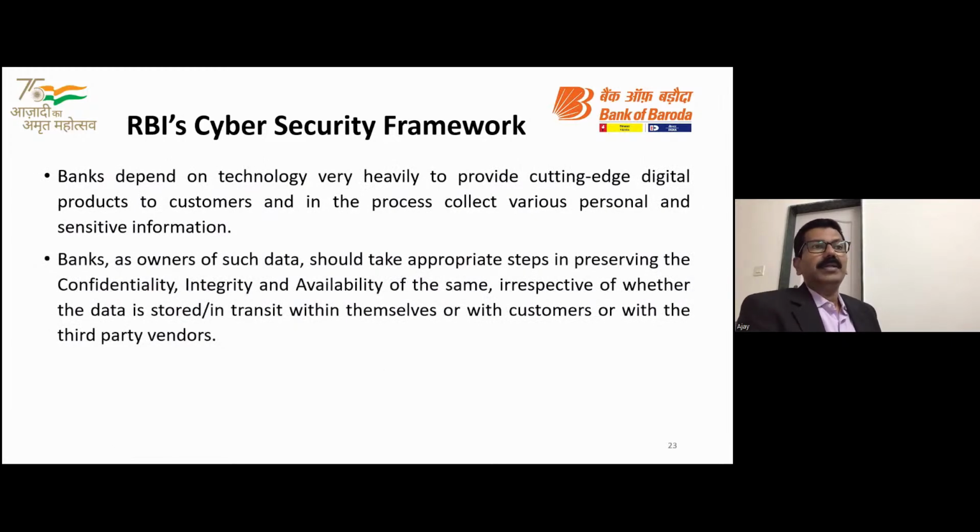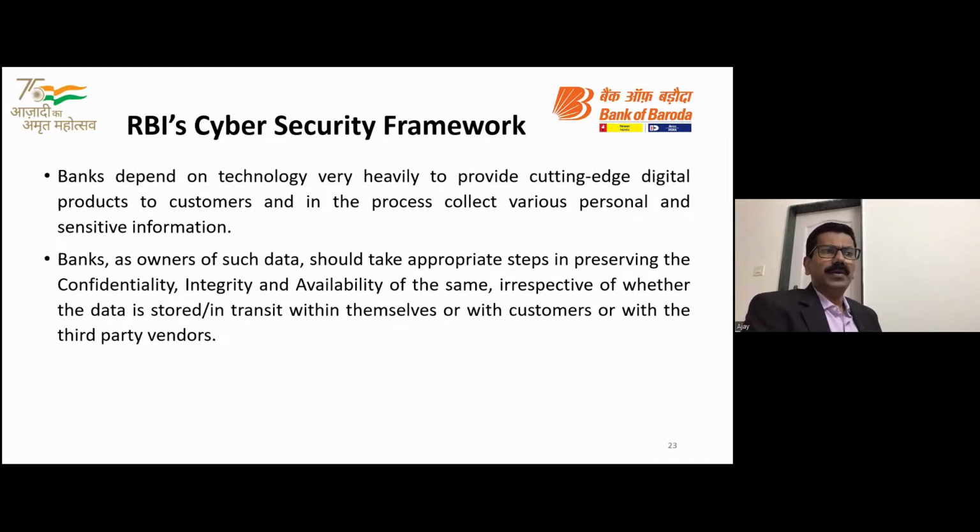So the bank depends heavily on technology. So they provide cutting-edge digital products. The various personal information being collected and stored, we have to protect this. This is most important. Nowadays, personal data is very important. That is why governments are coming up with GDPR or the personal data protection bill, because it is very, very sensitive information. With this data, the attackers can do anything, because they can contact your bank or take control of your account with this information. So we have to be very careful while sharing personal information on public social media platforms.